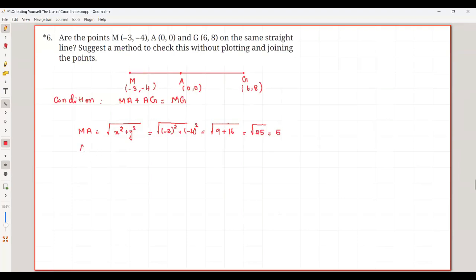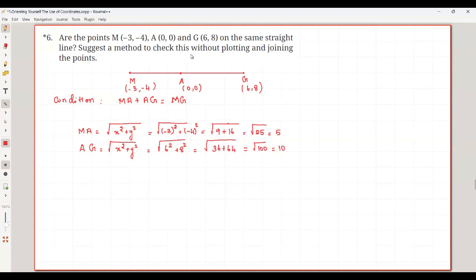AG distance. In AG also, one of the points is the origin, so I can use the same formula, x square plus y square. Here the x value is 6, so 6 square plus 8 square. 6 square is 36 plus 8 square is 64. 64 plus 36 is 100. The square root of 100 is 10.